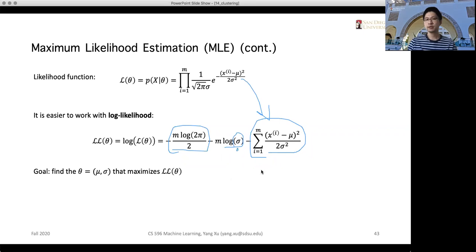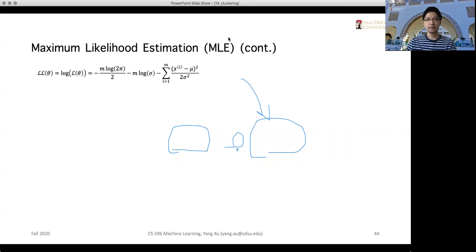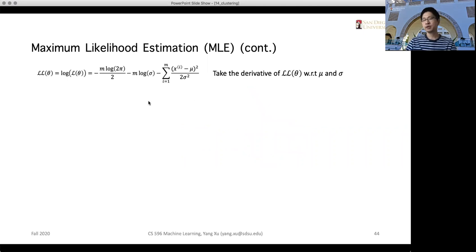This is a very typical quadratic function that we can easily take the derivative of. Because this is the log likelihood function, we can simply take the derivative of this log likelihood with respect to the two variables, mu and sigma.